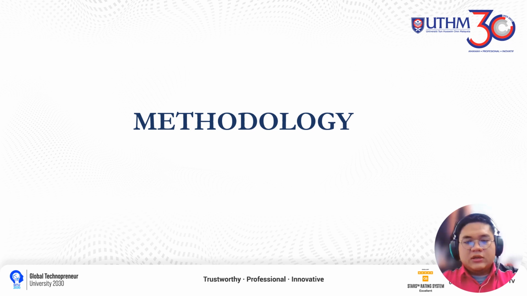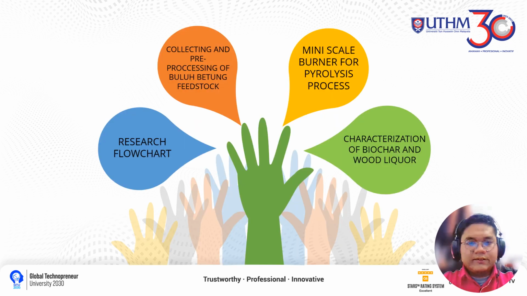Next, we enter the third chapter of this research, which is methodology, which is how the whole research is conducted. It can be categorized into four different subtopics: the first one is the research flow chart, and then collecting and pre-processing of Buluh Betung feedstock, the use of mini-scale burner for the pyrolysis process, and finally the characterization of biochar and wood liquor.